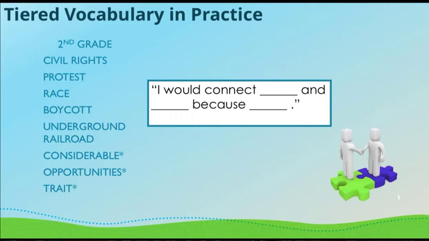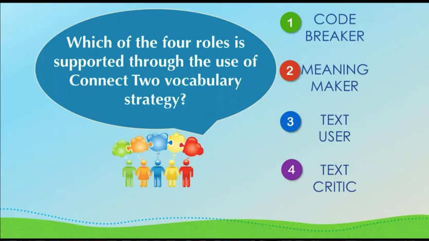So the benefit of this strategy is that it really guides the student to think about the deeper meaning of the word and not just memorize a definition, because they really need to understand the word in order to make these connections. So you're not only reviewing definitions here, but getting to that deeper understanding so that the students can own the vocabulary and try to close that reading gap, that word gap that we see too often among our lower achieving students. So in thinking about the Connect To strategy, which of the four roles do you think is best supported through the use of the Connect To vocabulary strategy?